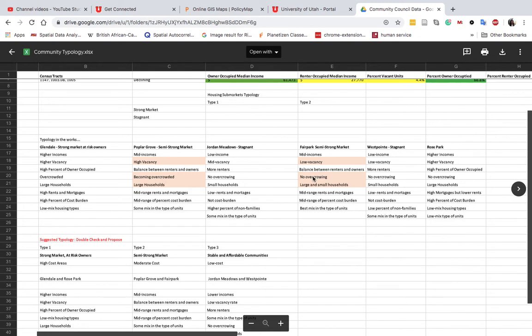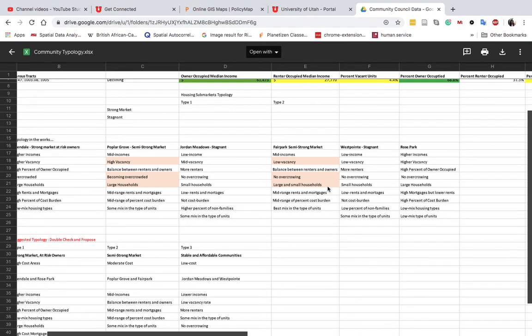This beige or orange kind of color shows they were not quite the same, but they share a lot of characteristics to be called a semi-strong market. Those characteristics are that it's a place where there are a lot of renters and owners, some mid-range rents and mortgages, a mid-range percent of people cost burdened, and some mix in types of units. Even though these things were a little bit different, that is okay. They still share a lot in common to be sort of sister communities in that way.